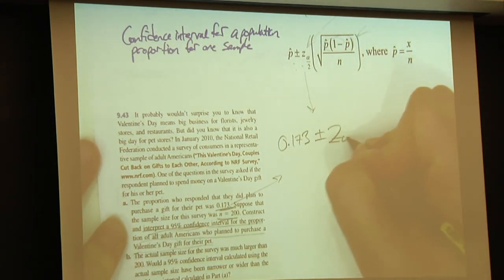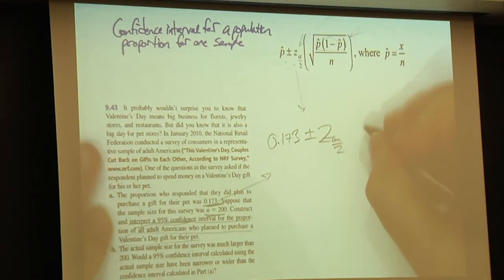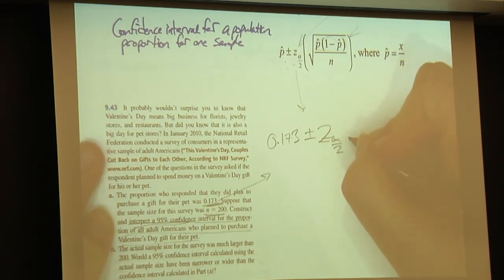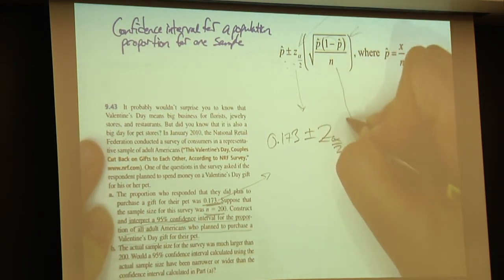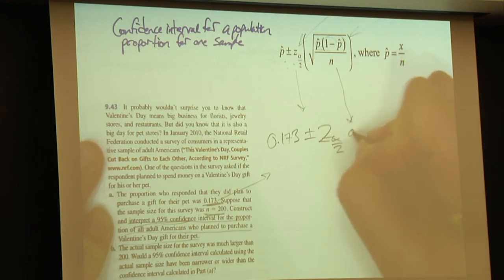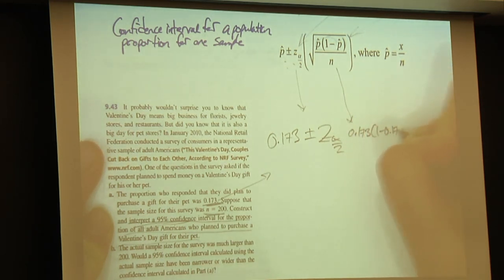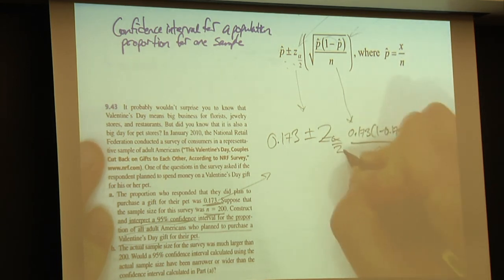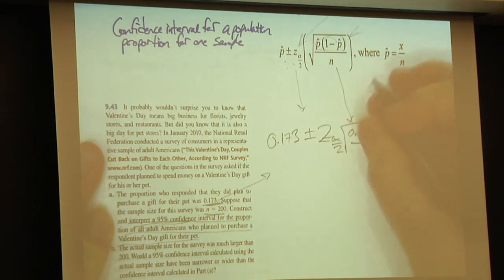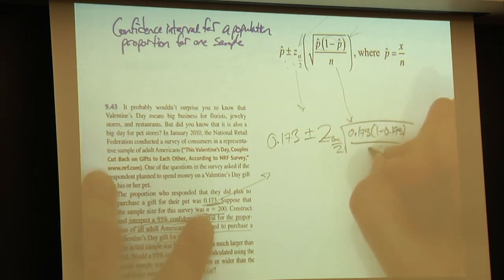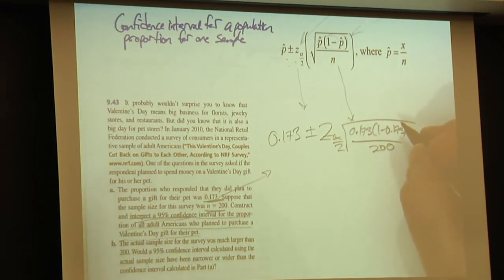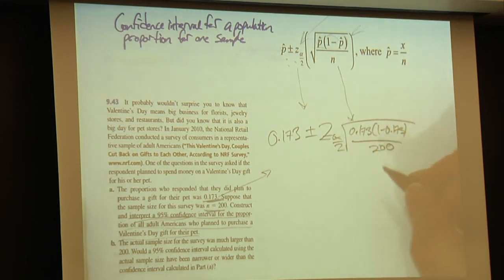Z alpha over 2, we don't quite know this yet. You might know it, but I don't know it off the top of my head. Now we're going to plug in these numbers into that little set there. P hat, 0.173, times 1 minus 0.173 over n, square root of the whole thing. And our n, they told us before, was 200. So we'll throw in 200 there. Now, z alpha over 2, that's the tricky part.